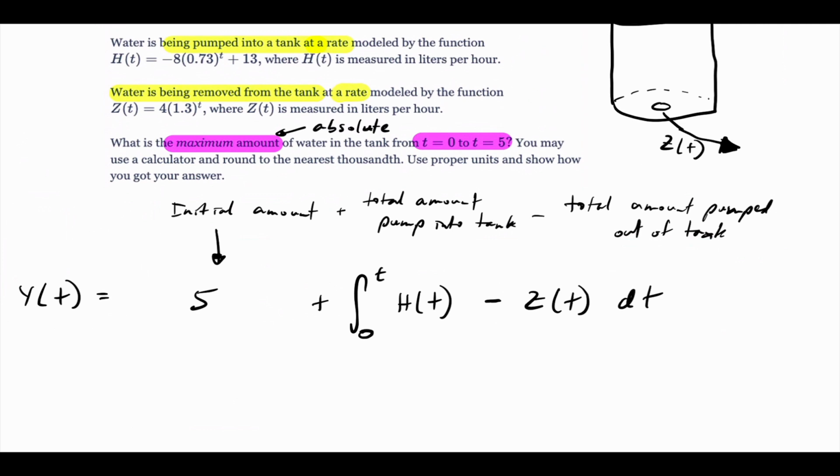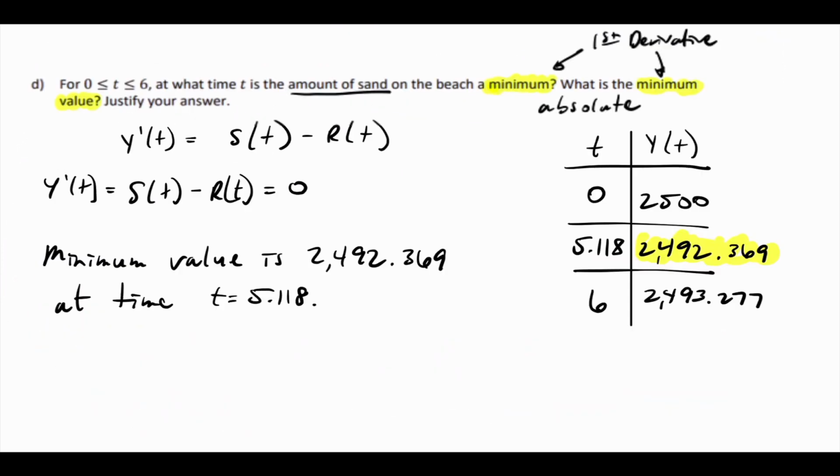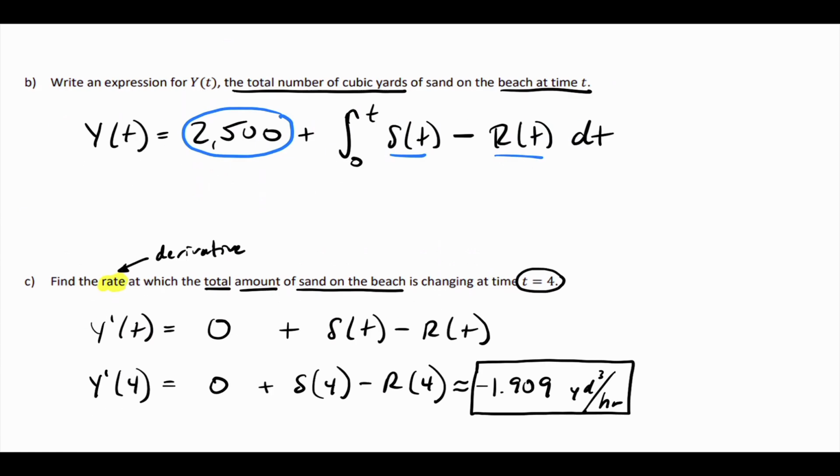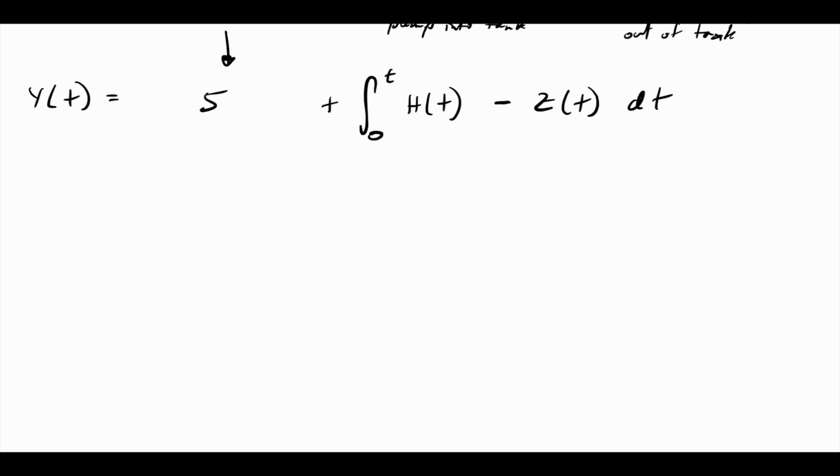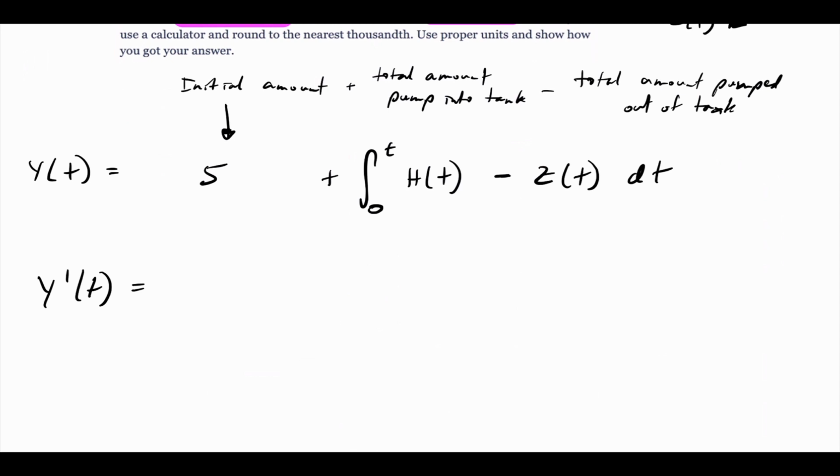That's what we did for the problem earlier, right? This is called using your resources, using your notes. Then we had to find y prime. So let's go find y prime. The derivative of 5 is just 0. And for the integrals, we use the second fundamental theorem, which says the derivative is just h of t minus z of t.